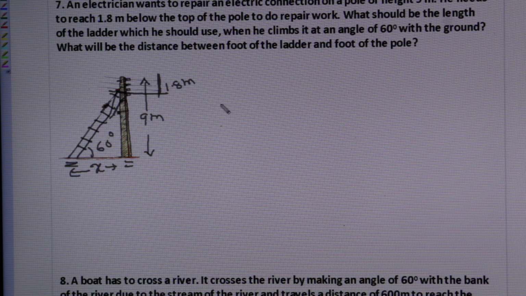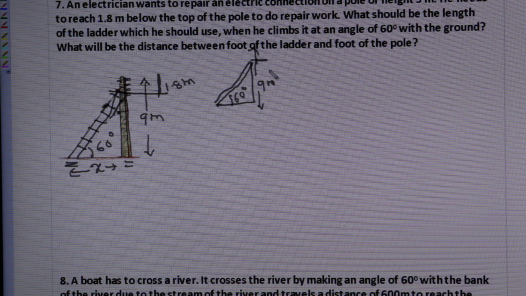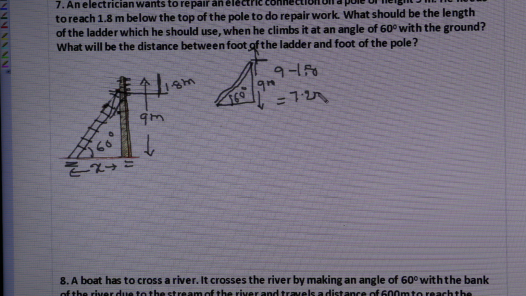Base. Simply draw a right angle triangle in which this is 60 degrees and this is 9 meters, total 9 meters up to this mark. Therefore, you have to find this by subtracting 1.8 from 9. You will get 7.2 meters. This 7.2 is the height of the triangle. This is 7.2.